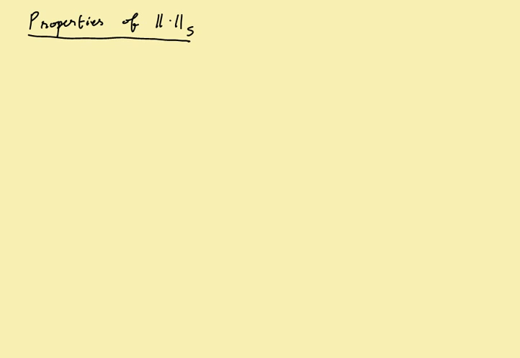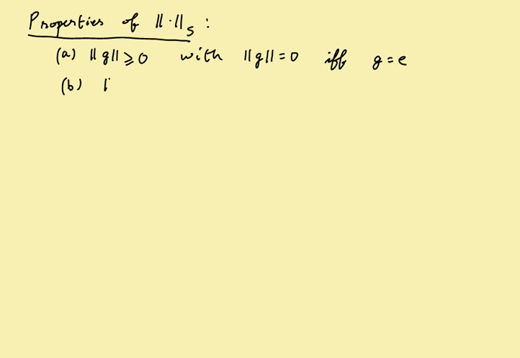Okay, sometimes we'll put norm_S to emphasize it's dependent on S. Well, first of all, (A) norm of g is non-negative, with norm of g equals 0 meaning that g is an empty product. And this happens for the identity and only for the identity, if and only if g equals e. And (B), second property is that the norm of g times h need not equal, it's less than or equal to norm g plus norm h.